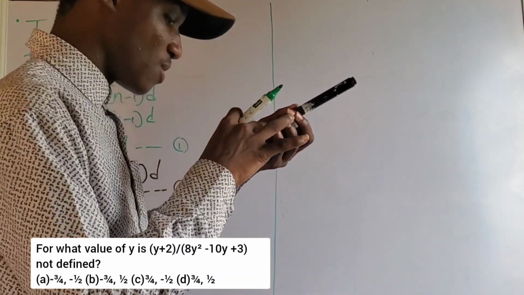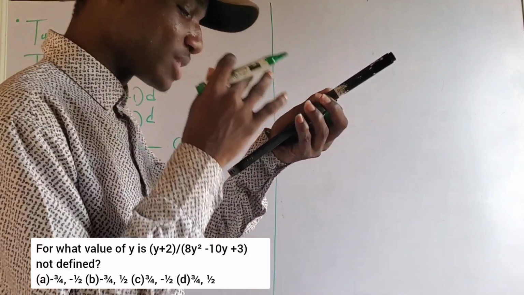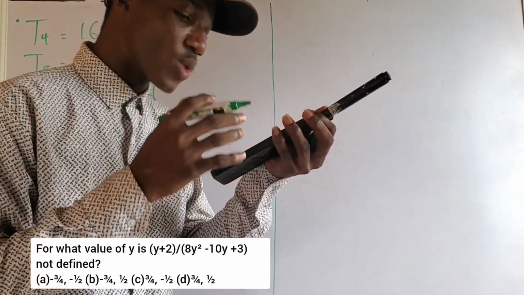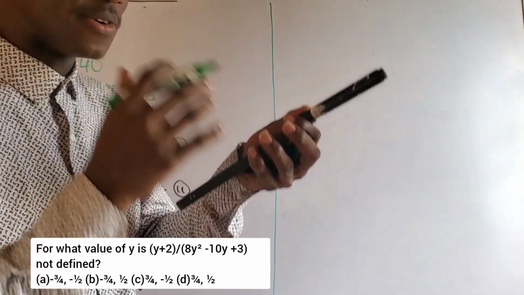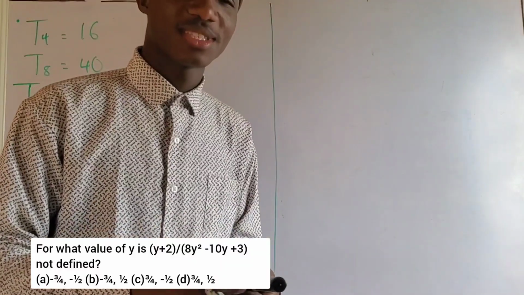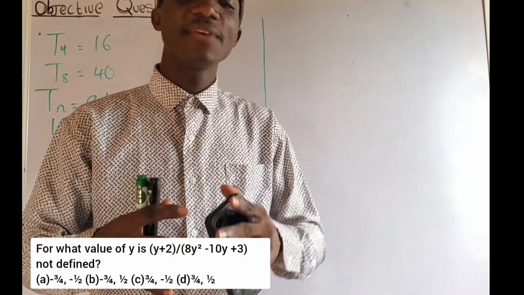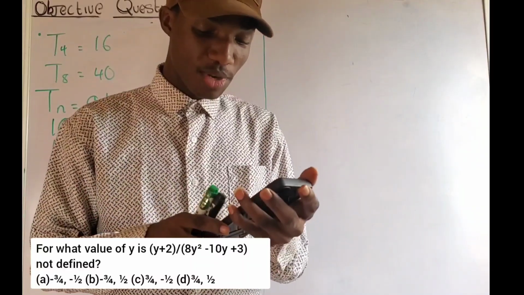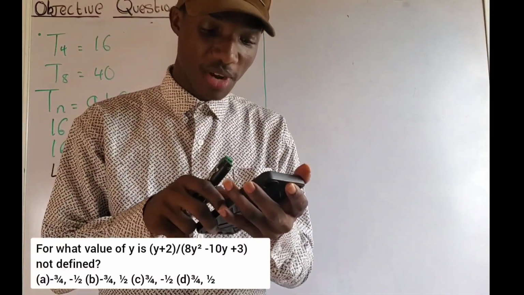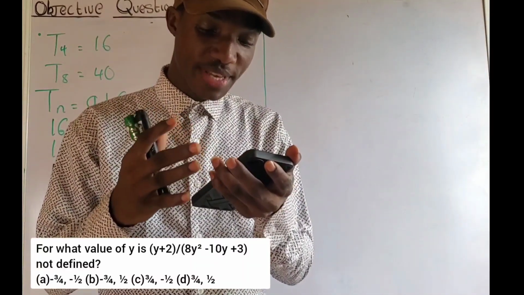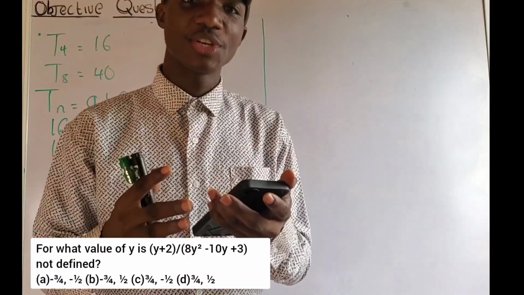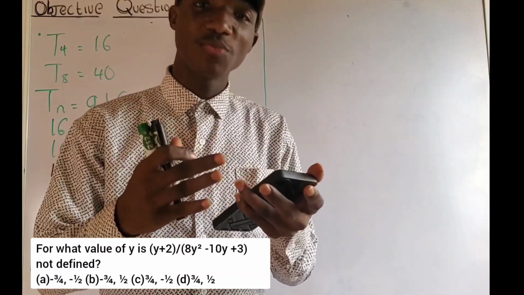Now, for what values of y is (y plus 2) all over (8y squared minus 10y plus 3) not defined? Okay, now listen to me. In mathematics, a statement is undefined if the result is invalid. Because in the question we have a fraction whose denominator is a quadratic expression, all you have to do is set the denominator equal to 0.